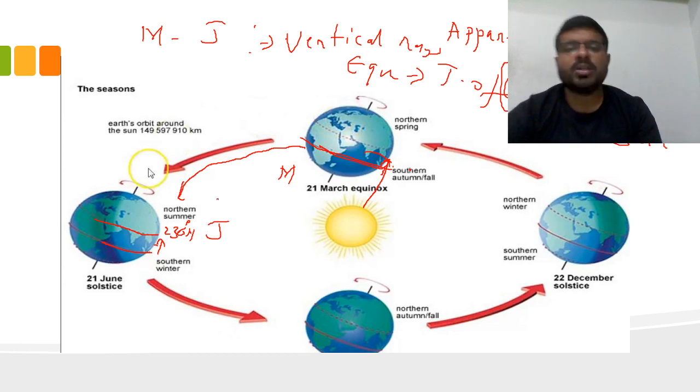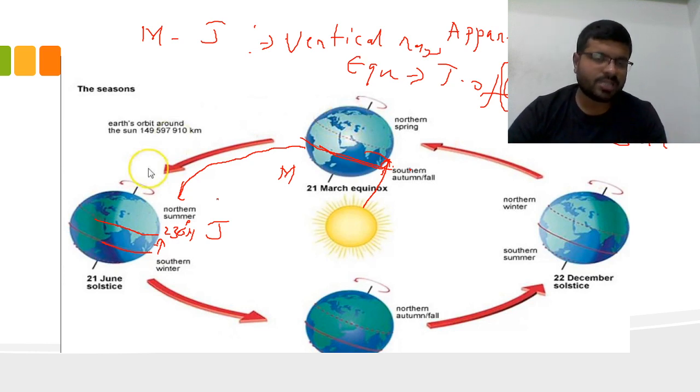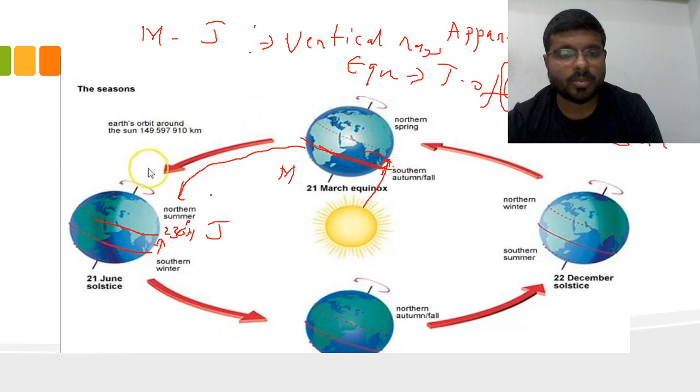So the apparent movement of the sun is nothing but the movement of the vertical rays of the sun, which fall on the equator on March 21st and on the Tropic of Cancer on June 21st. So this movement, this shift. If you see, this is the northern hemisphere. Vertical rays are in the northern hemisphere between these. That is the reason why this part is called summer mostly.